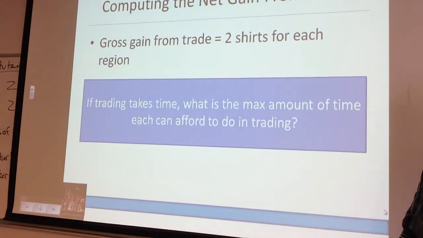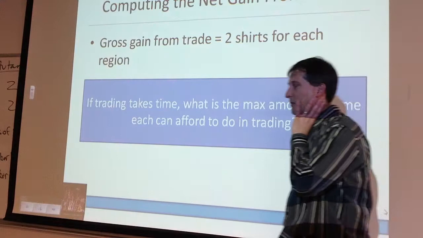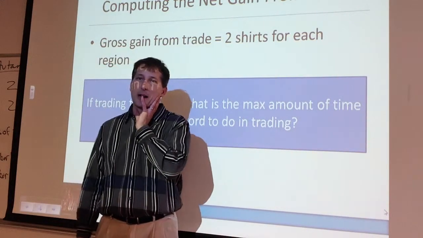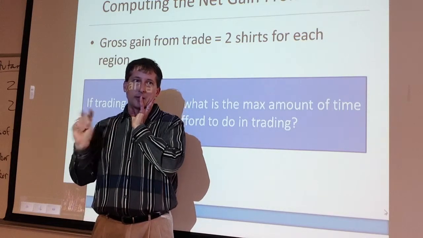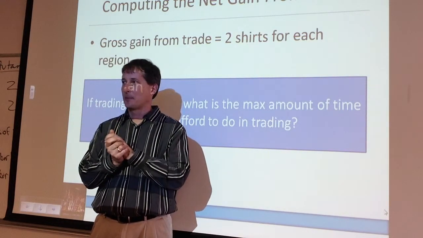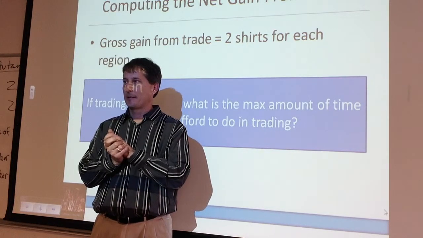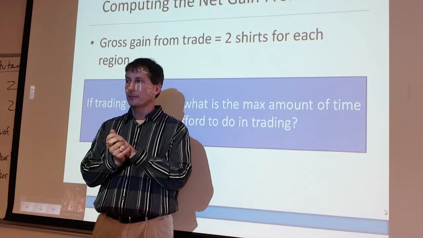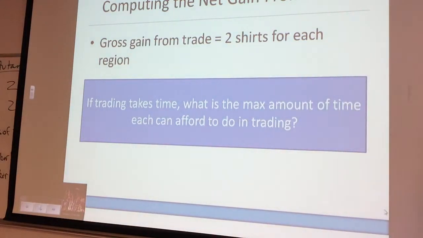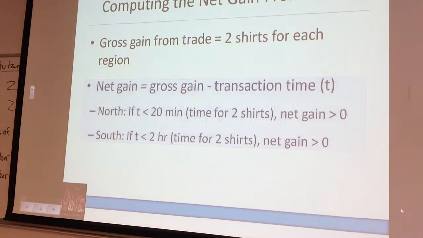What's the max amount of time each can afford to do in trading, starting from our terms of trade where we left off? So 1 bread equals 2 shirts. How does this time element factor in? Would the time that the South would be able to give equal 2 hours while the North can give, would it be 20 minutes for 2 shirts? Yes, you got the right idea there.